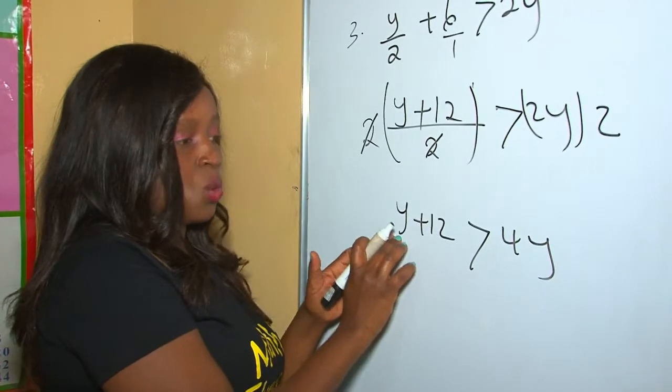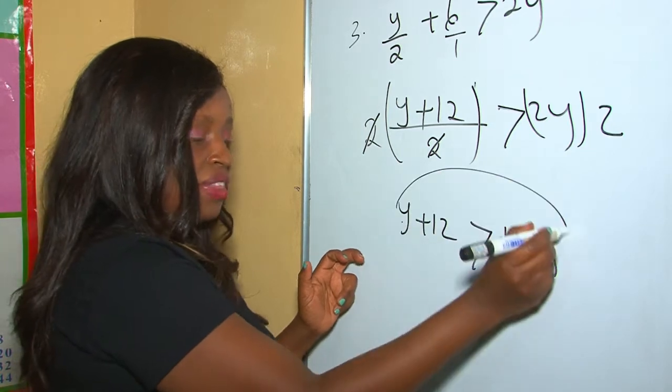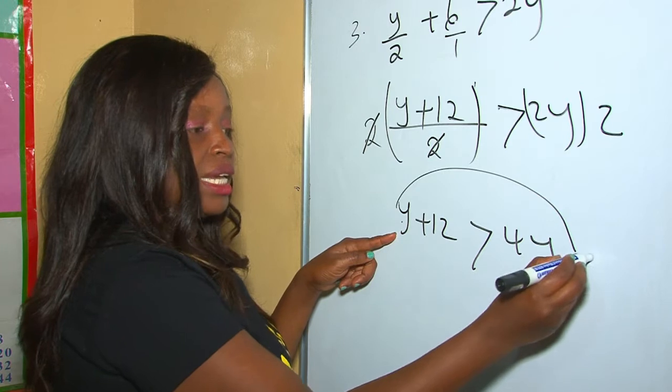You can see here there is y. On the other side there is a y. So we put these y's together. This y goes to where the other y is. It was positive or addition, it becomes taking away.